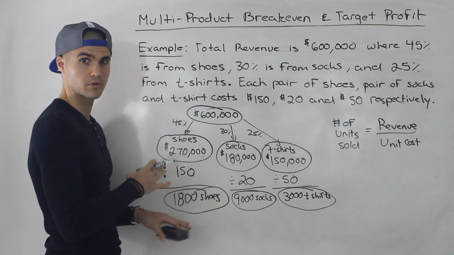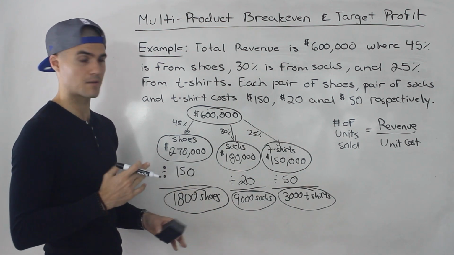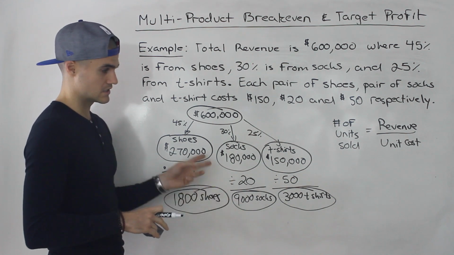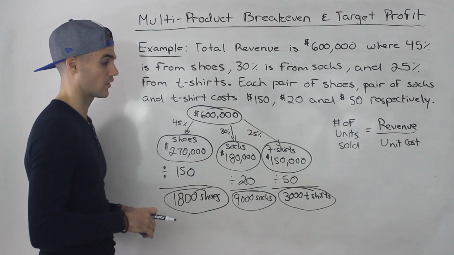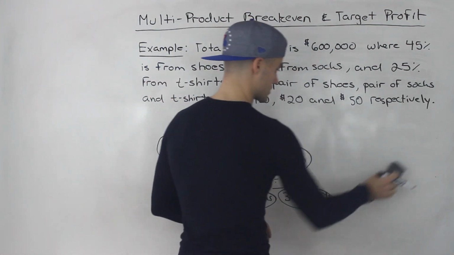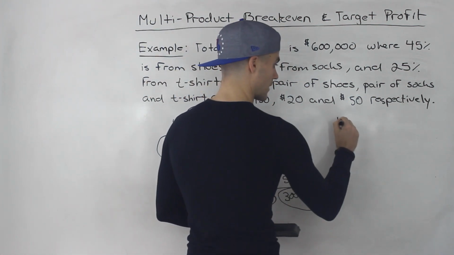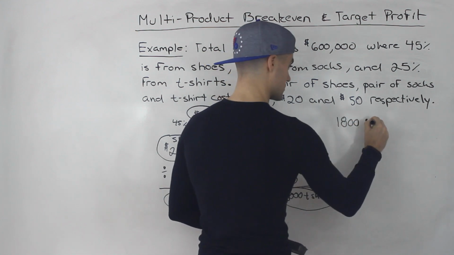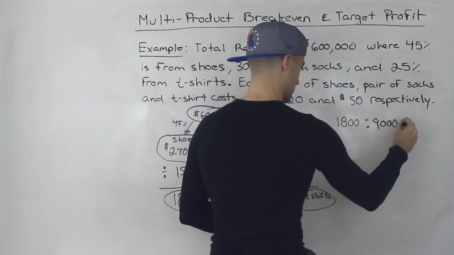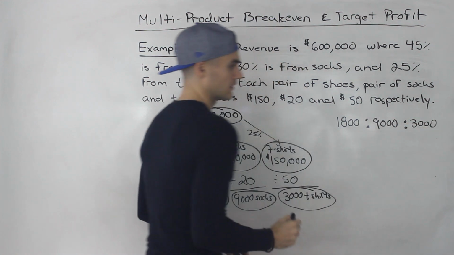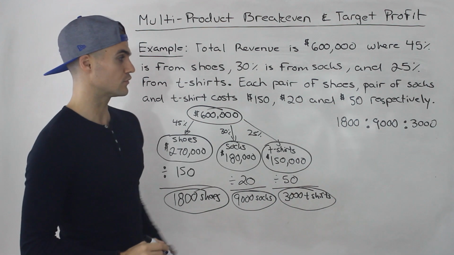So notice now we have the number of units for each of the products. And notice we had to do a little bit of work beforehand. So just be aware of examples where, in finding that sales mix, either they'll give it to you straight away, or sometimes you may have to do some work beforehand. And now notice we got the number of units, so let's write out that proportion here. So 1,800 to 9,000 to 3,000. Notice this is not simplified. We got to simplify this now.